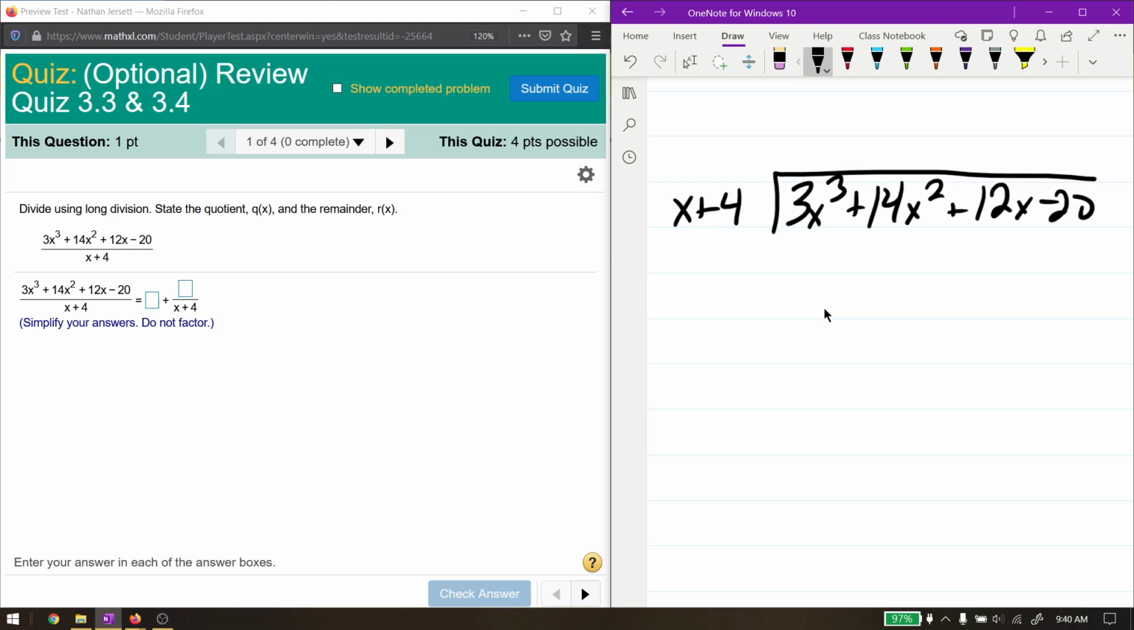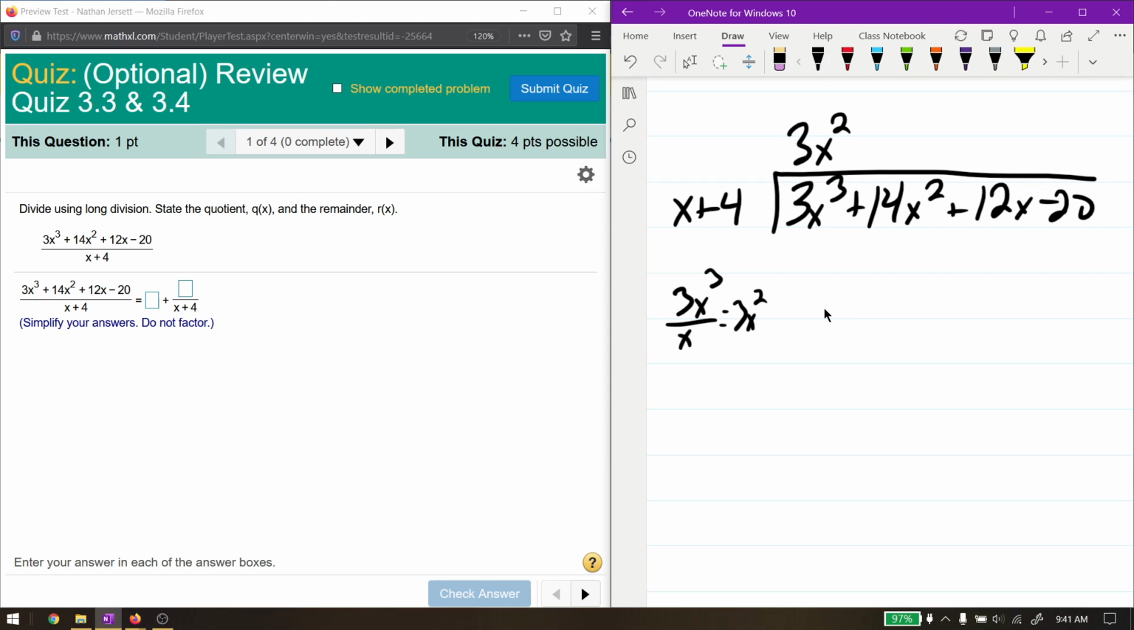X plus 4 is in the correct form where synthetic division would work out very nicely here. If you can use synthetic division, do so. It's going to be easier. For long division, we're going to take the first term, always the first terms, and we're going to divide them. So we get 3x cubed divided by x. That gives us 3x squared. So that goes on top.